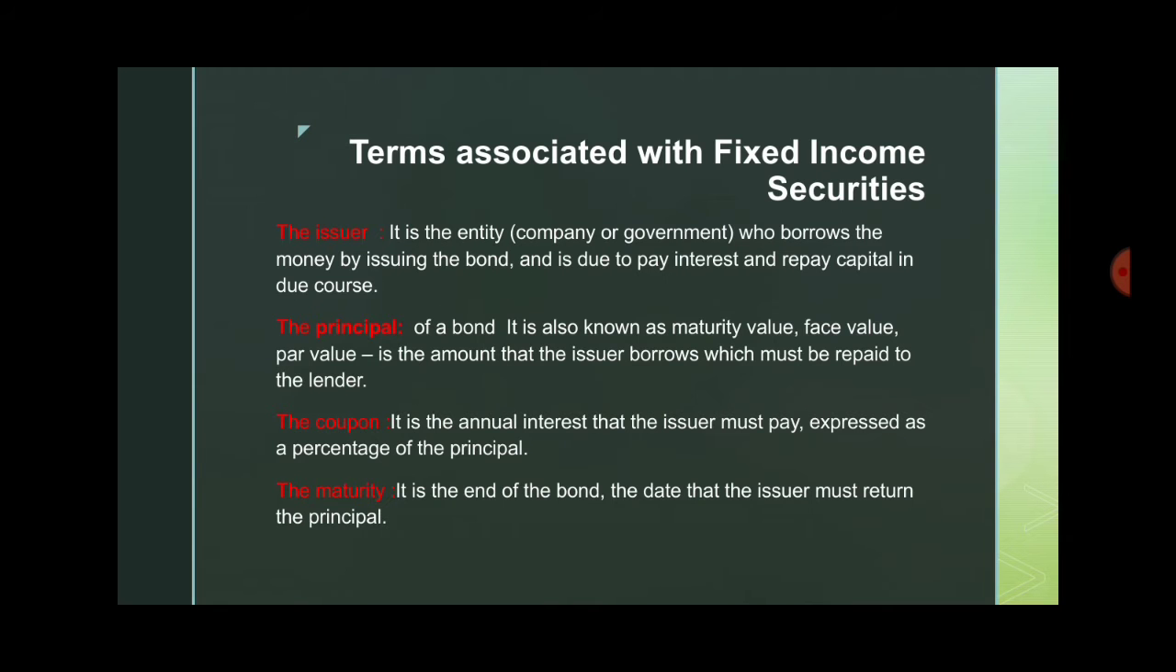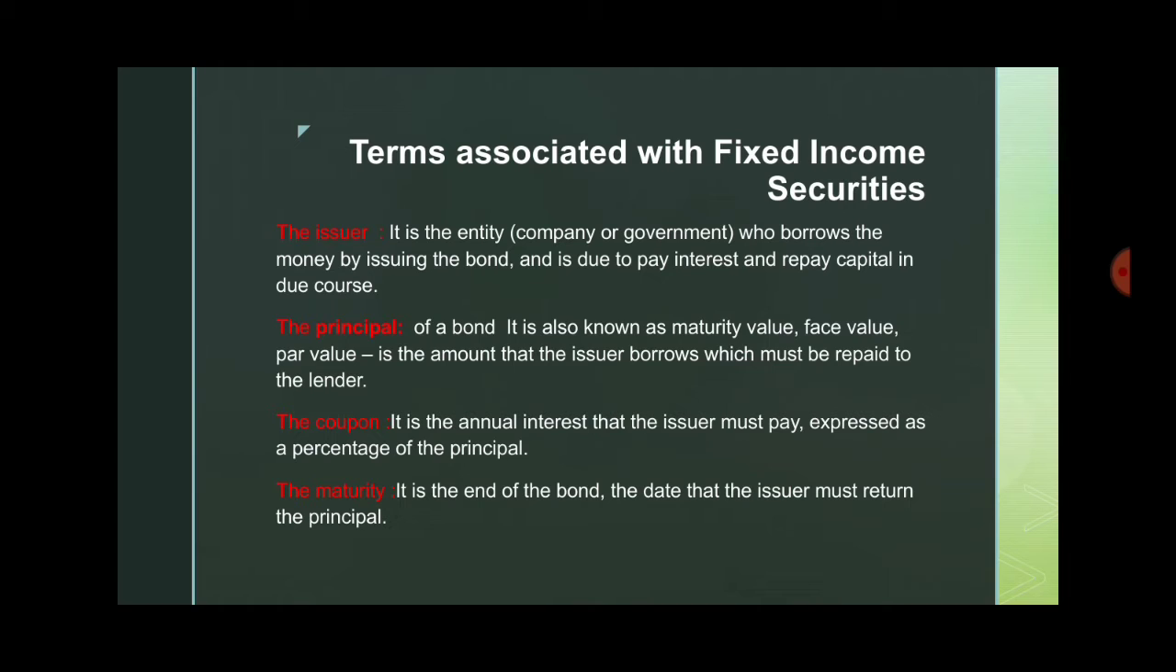Then, what are the terms associated with fixed income securities? There are four main terms associated with fixed income securities. The first one is the issuer. The issuer is the person who issues the bond to raise funds for the company or institution. It may be the central government, a public company, or a public sector unit. The person who issues the bond is called the issuer.